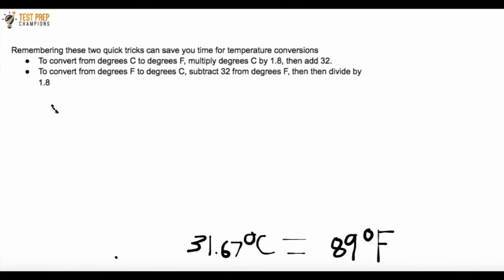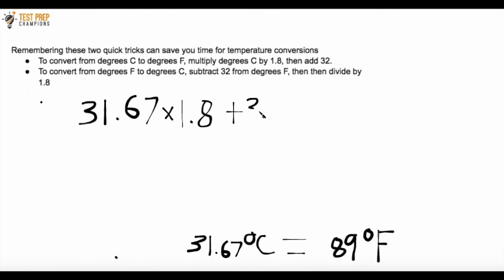So let's say that you had to start with 31.67 in degrees Celsius, and you were told to convert that to Fahrenheit. All right, so using the speed run version here, it just tells you to go from degrees Celsius to degrees Fahrenheit, multiply degrees Celsius by 1.8 and add 32. So my degrees Celsius is 31.67, so I would multiply that by 1.8 and I would add 32. And that will give me 89. And you can check that in your calculator if you don't believe me.